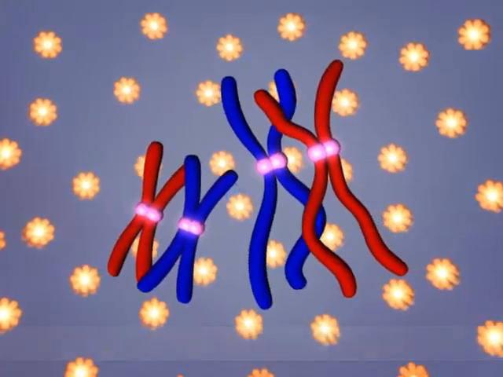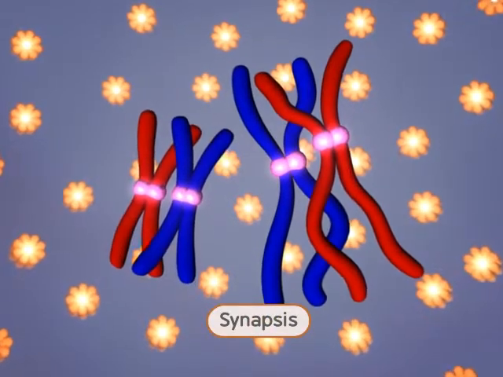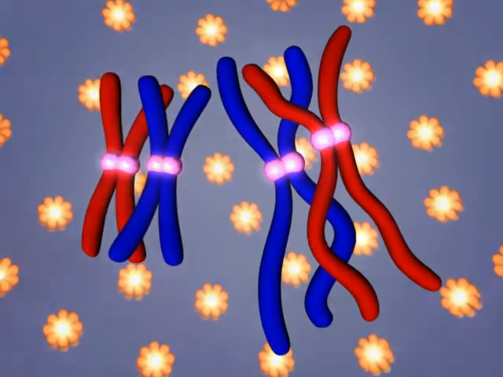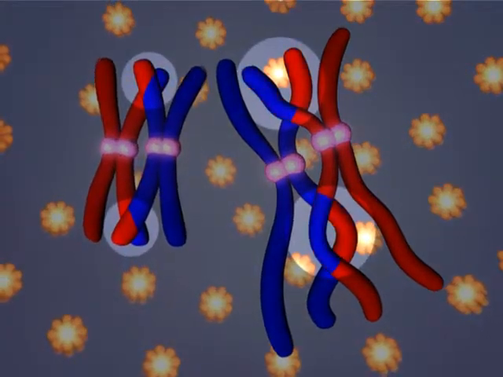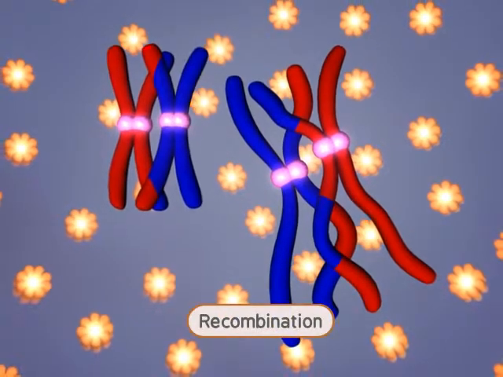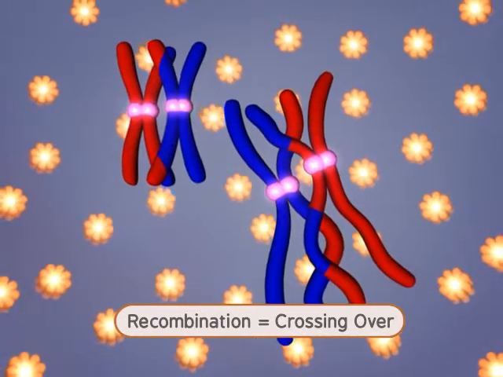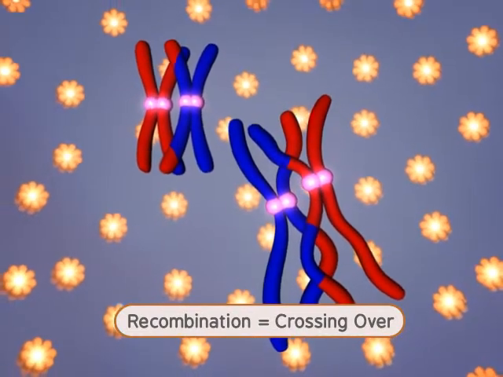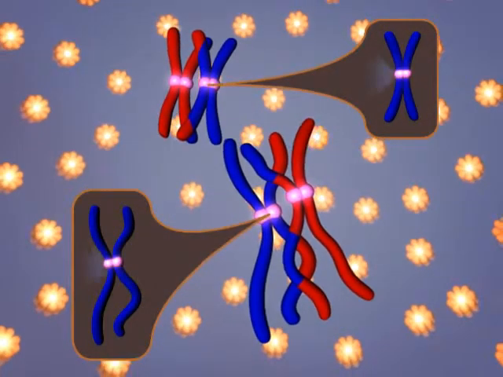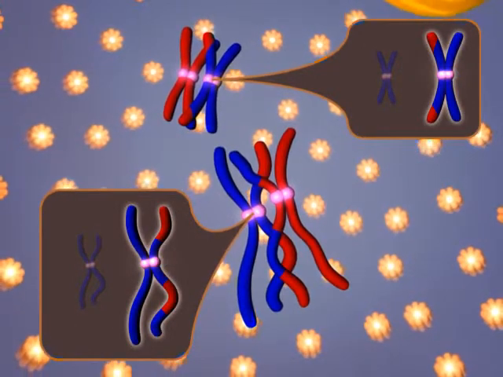Next, each pair of homologous chromosomes undergoes synapsis to form a complex involving two pairs of sister chromatids. Chromosomal material is exchanged between the two pairs of sister chromatids. This event is called recombination, or more commonly, crossing over. After crossing over, the sister chromatids for each chromosome are no longer identical to one another. This is one of the reasons why no two siblings, aside from twins, are genetically identical.